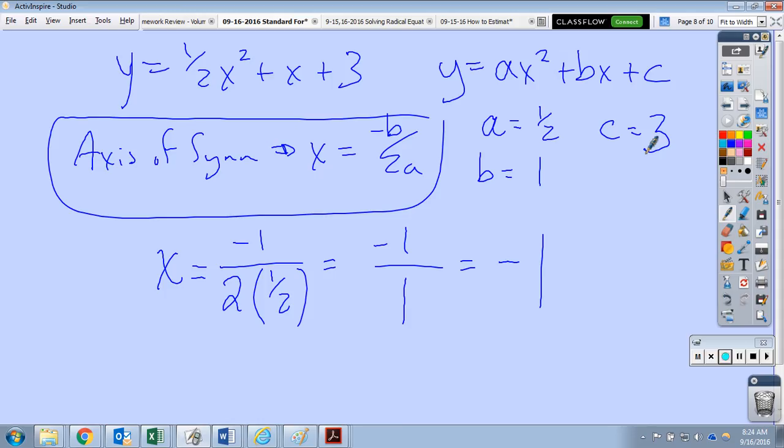And then what I did was I simplified the denominator. But why 2? Well, that's the equation. 2 times 1/2 is 1. Negative 1 is still negative 1. Negative 1 divided by 1 is negative 1. I get it now. Okay, so this is the axis of symmetry.